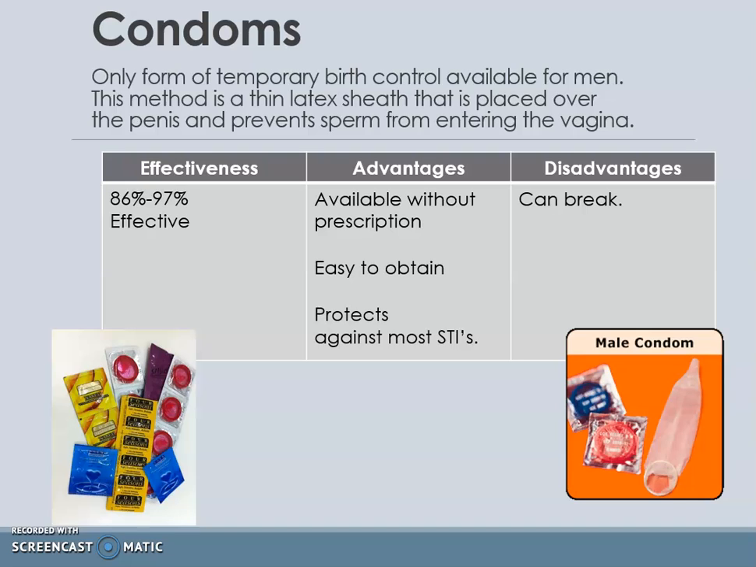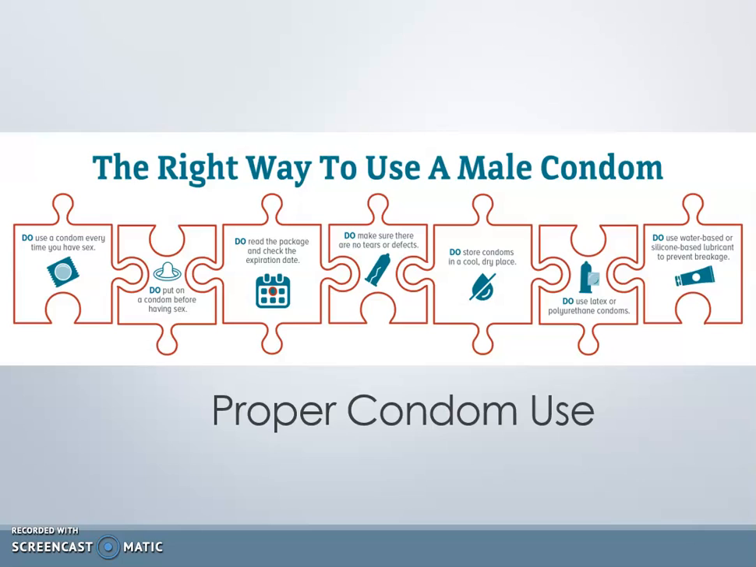The advantages are it's available without prescription and very easy to obtain, and it does protect against most, but not all, STIs. The disadvantage is that it can break, especially if it's not stored correctly or if it's too old. The right way to use a condom is to use it every single time sexual intercourse takes place. You have to put the condom on before having sex. You can't stop in the middle of it and then put the condom on because it doesn't necessarily work.